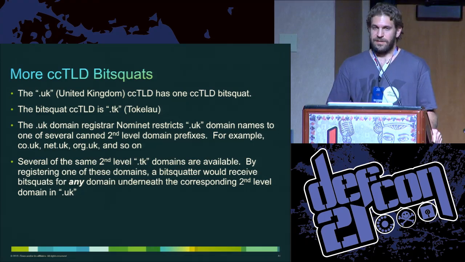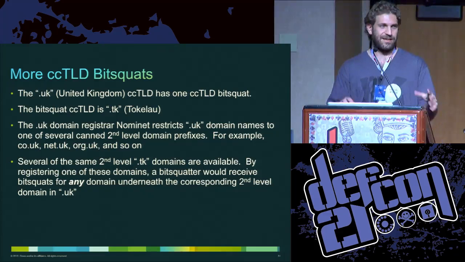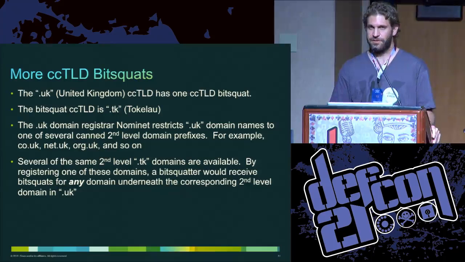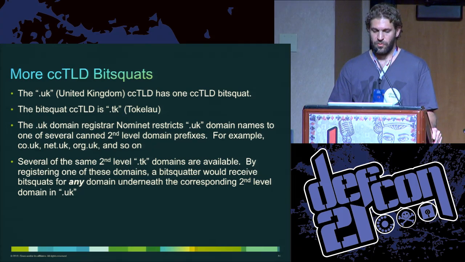So something more about the ccTLD bitsquats. There were some interesting ones, and you would think a domain name registry like .uk is fairly protected, because you can only register third-level domains at .uk. It's got to be something .co.uk, .net.uk, and so on. So it turns out that .uk has a 1-bit error, and you become .tk.